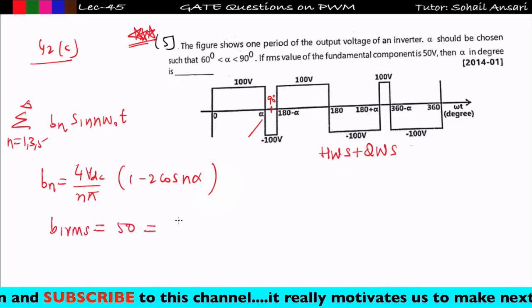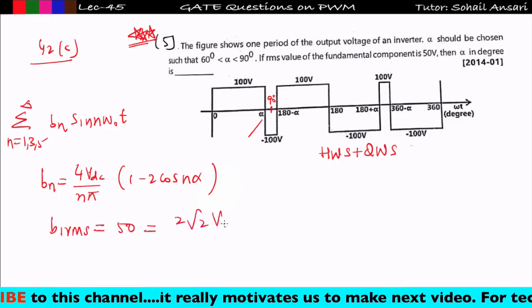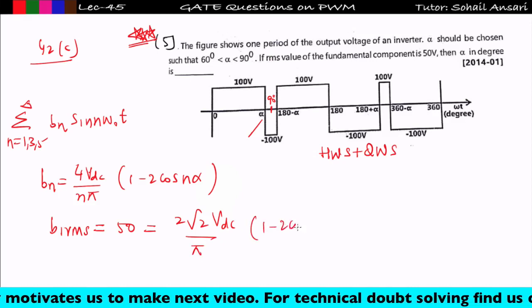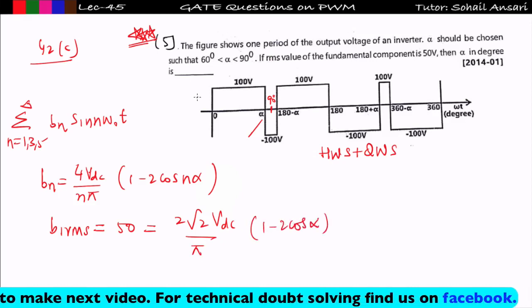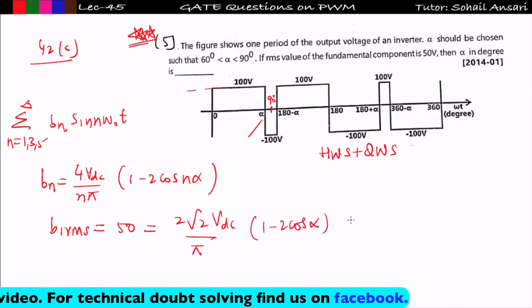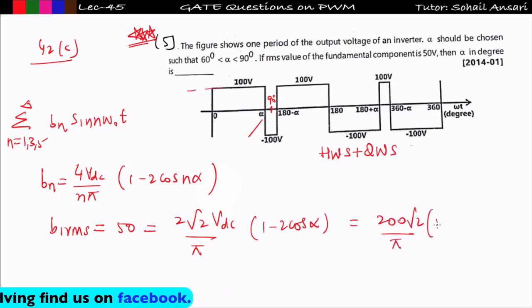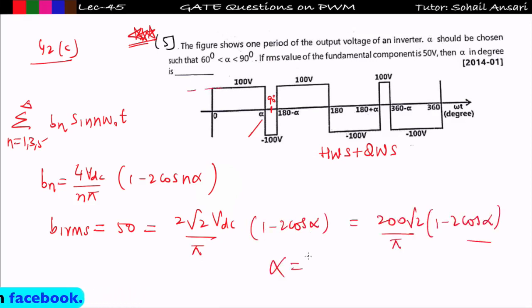I can write B1 RMS equal to 2 root 2 VDC upon pi into 1 minus 2 cos alpha. Here VDC is nothing but 100 volt. So it is equal to 200 root 2 upon pi into 1 minus 2 cos alpha. So find the value of alpha. It will be equal to, I think, 77.15. It is approximately equal to this much. So alpha will be equal to this much.